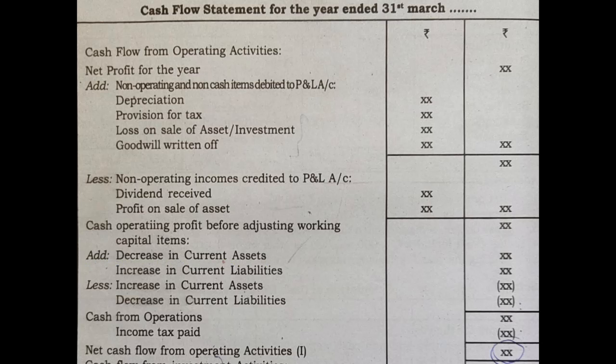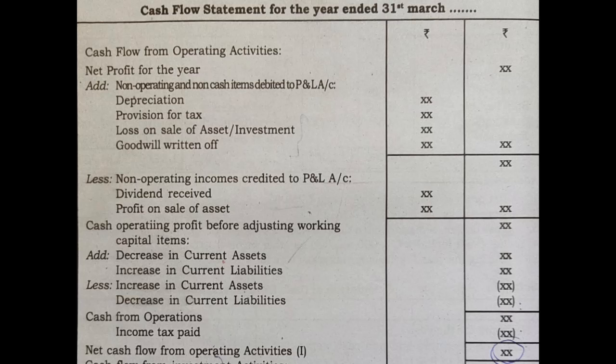Why are we adding that decrease in current assets? And remember one more thing, while writing here decrease or increase, whatever it is, in current assets and current liability, you need to consider all current assets except cash and bank, and sometimes bank overdraft. We will discuss the adjustment of bank overdraft in a future class.